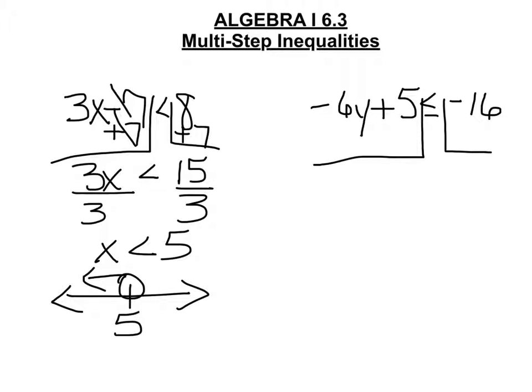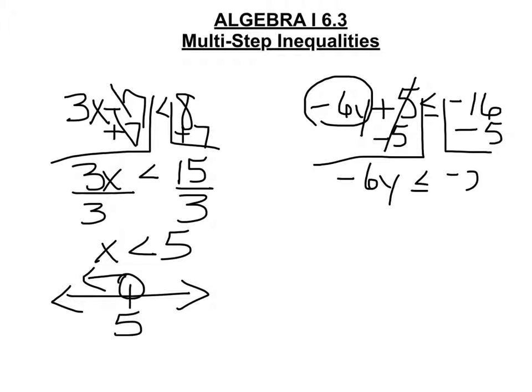We need to isolate the term that has the variable in it, so we're isolating the negative 6y. To get rid of the positive 5, we are going to subtract 5. If we subtract 5 from the left side, we subtract 5 from the right side. That leaves us negative 6y is less than or equal to negative 21. Okay, now we're going to solve for y.